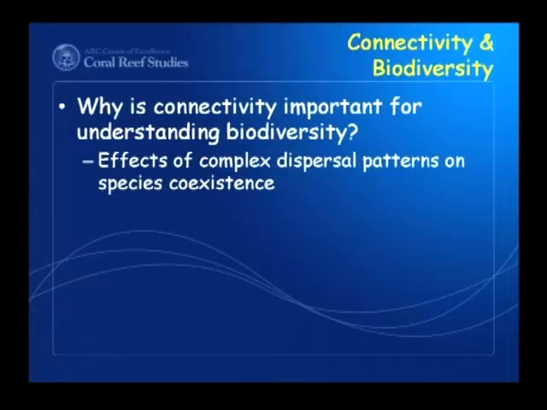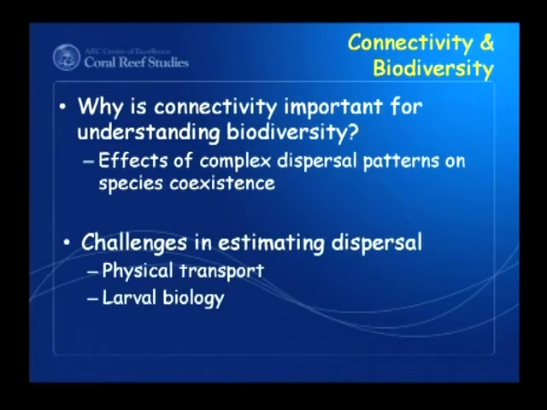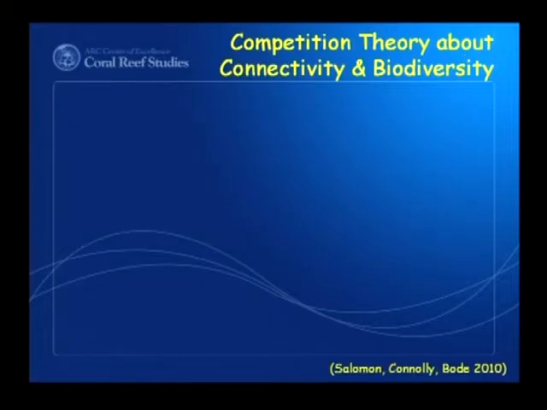But what I want to do is talk about a little bit of work addressing the importance of connectivity for understanding biodiversity, and particularly the effect of complex dispersal patterns on the ability of species that compete for space to coexist in an ecosystem. And then I'm going to move on to talk about a little bit of work related to some of the challenges associated with estimating what these complex dispersal patterns are. And I'll talk both about some work on the physical side and also some on biological impacts on dispersal.